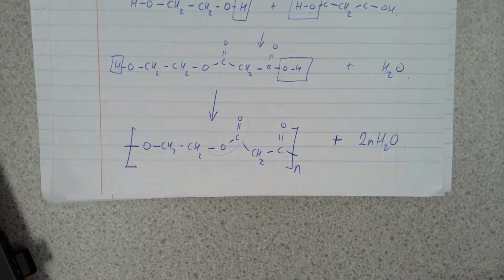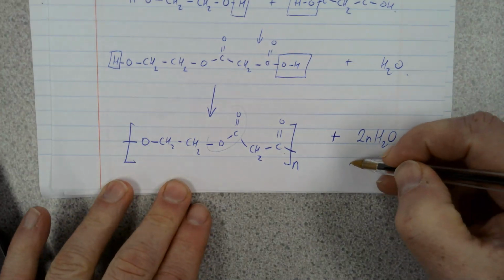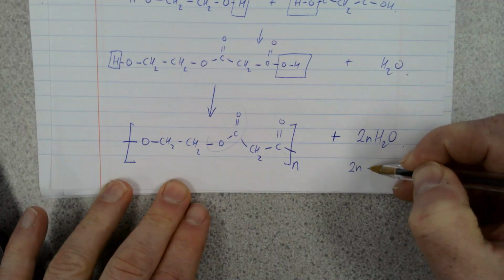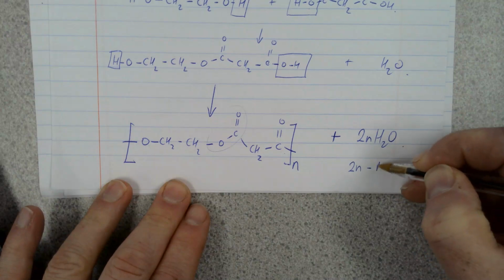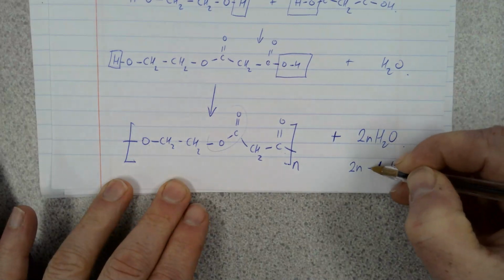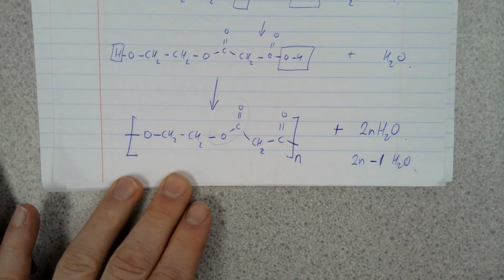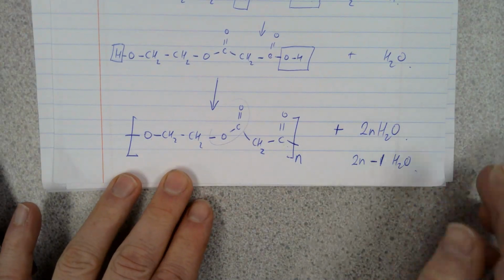If you're being very particular about it, of course, these chains are finite. It might be 100 units long, let's say, or 1,000 units long, and you end up with an H and an OH on either end. And so really it's 2N minus 1 lots of H2O in the end. Right, I think you'd probably get away with just saying 2N H2O.